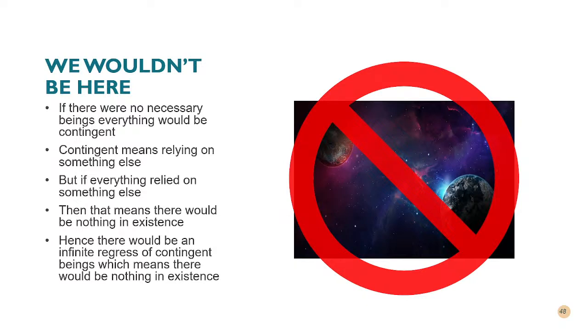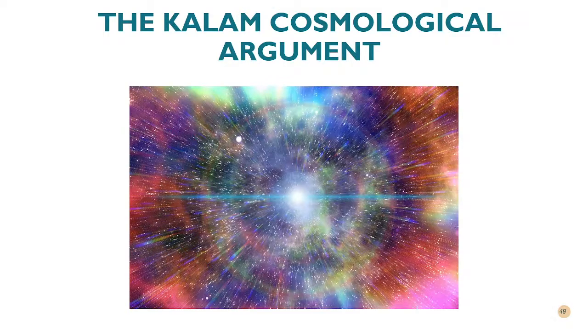If there were no necessary beings, everything would be contingent. Contingent means relying on something else. But if everything relied on something else, then that means there would be nothing in existence. Hence, there would be an infinite regress of contingent beings, which means there would be nothing in existence.